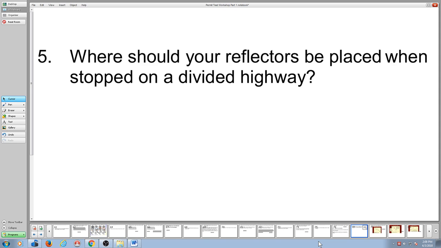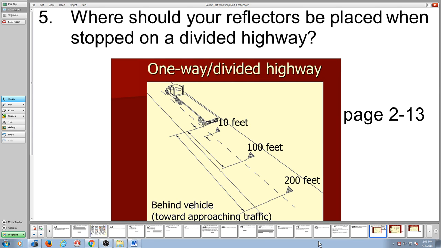Where should your reflectors be placed when stopped on a divided highway? A divided highway, so there is a median. 10 feet, 100 feet, 200 feet. Sounds about right. Close. Real close.